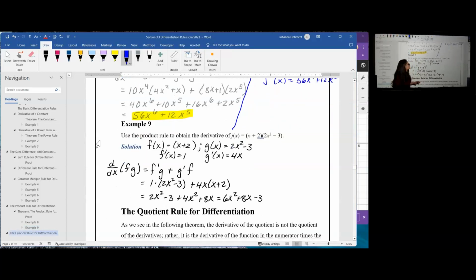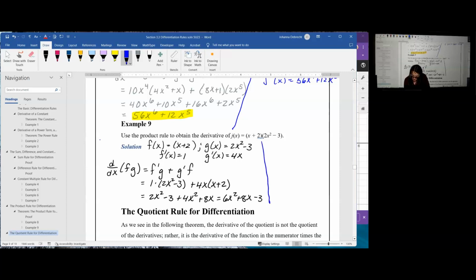Again, using the product rule, f of x is x plus 2, and g of x is 2x squared minus 3. The derivative of f is 1, and the derivative of g is 4x. I applied the rule for the derivative of the product, and I get f prime g plus g prime f. When I put these in their appropriate positions and multiply it out, combine like terms, I get 6x squared plus 8x minus 3. Method 2 would be more efficient here.